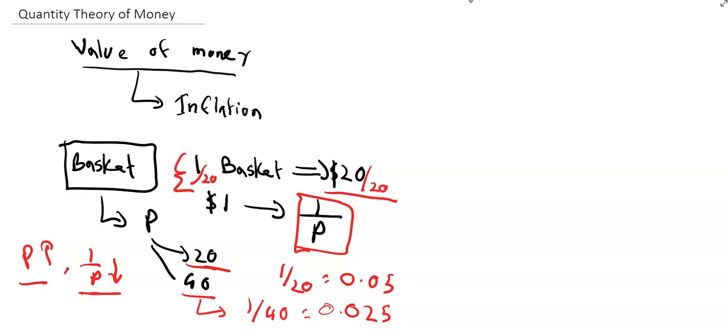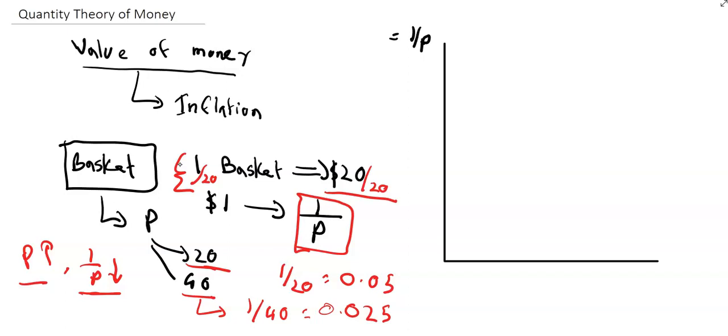Now how do we represent this in a graph? Let's say on the vertical axis we have 1 over P, or basically the value of $1. That's my vertical axis. And on the horizontal axis we have the quantity of money. Now in our case, what we will say is that money supply by itself is going to be a vertical line.